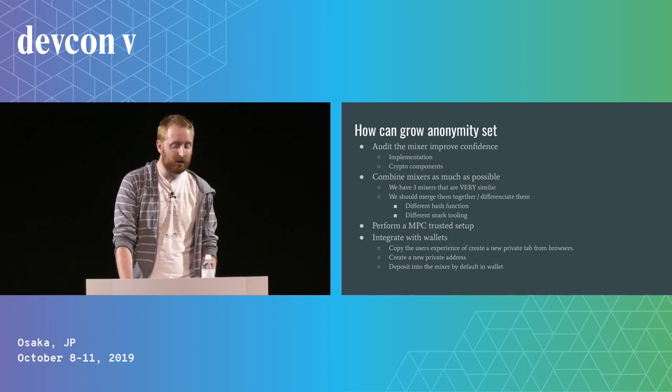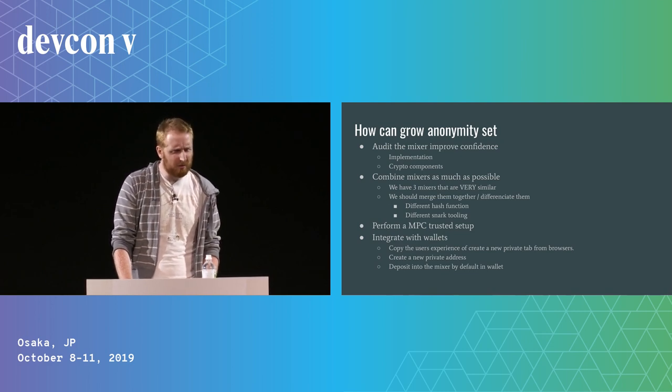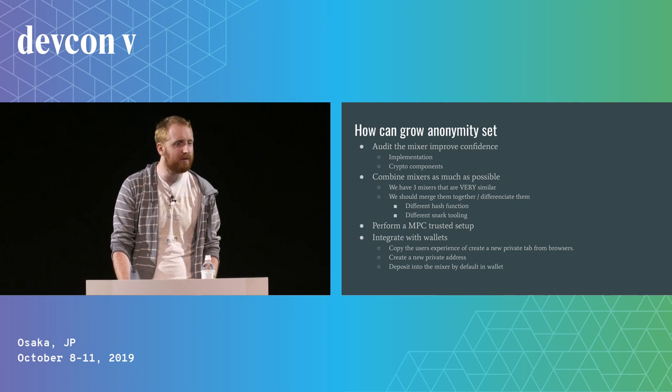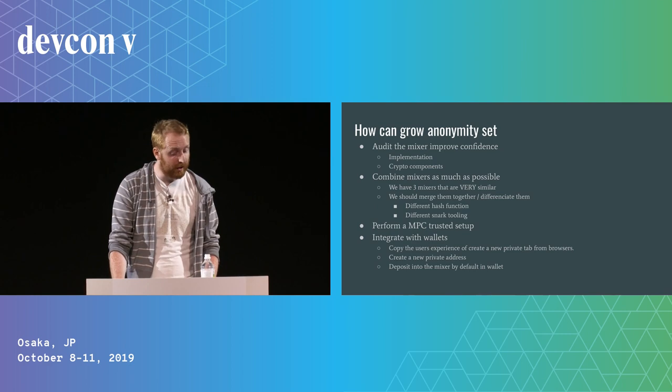Another thing we could do is combine multiple mixers together. There are three mixers that are very similar, but there are also very compelling reasons why we should have mixers that are more different. Just from a security point of view, it would make sense to have mixers based upon different hash functions and different crypto components. So in the case that one of them fails, for example if we find a bug in some of the crypto, there are still other ones that are working.